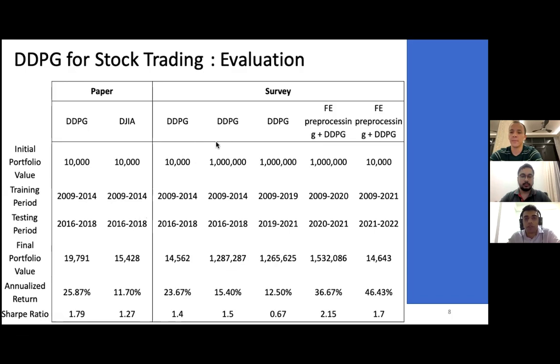So I tried different values, like for the initial portfolio value, I increased it to 1 million. It further decreased the annualized return in the beginning, but after I used feature engineering pre-processing and then applied the DDPG agent, I was able to get results which are even better than what was mentioned in the paper. So here we see that the returns went from 36% to 46%, and the Sharpe ratio went as high as 2.15.